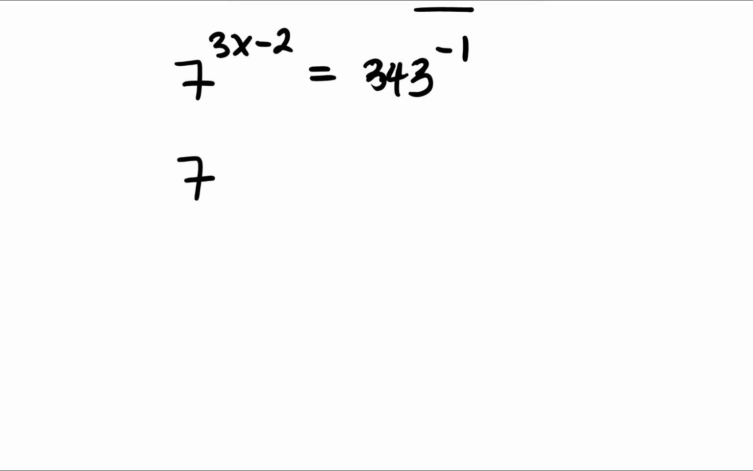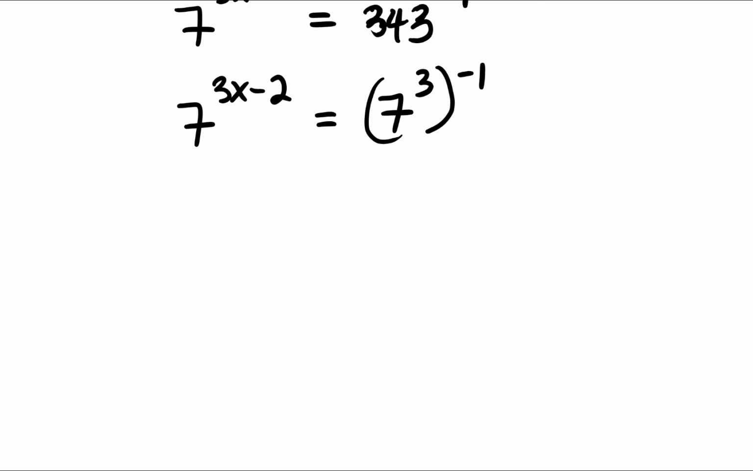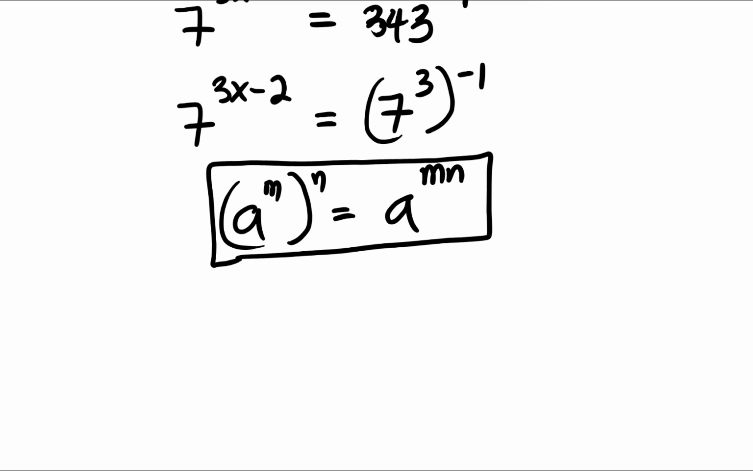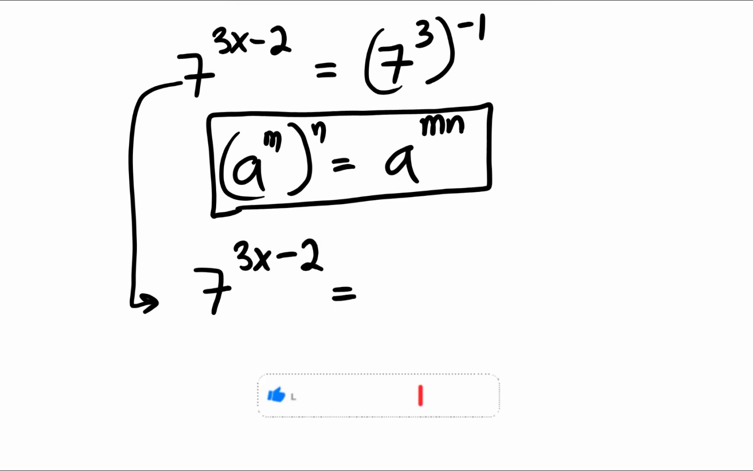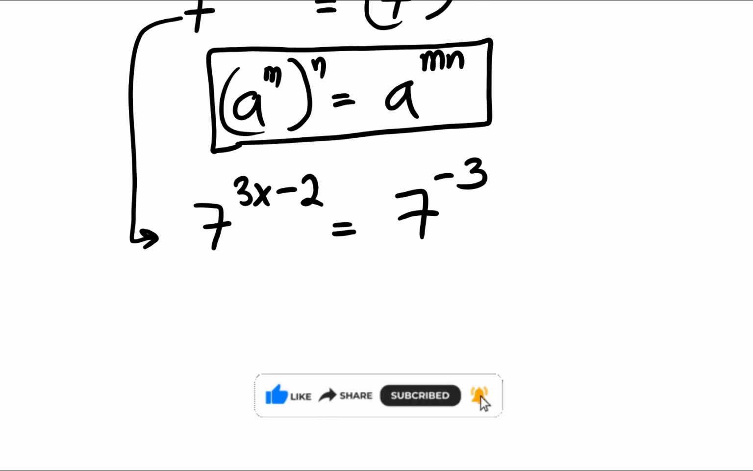So now we have 7 raised to power 3x minus 2 equals 7 raised to power 3, all raised to minus 1. Now we know that a raised to power m, raised to n, is the same thing as a raised to power m times n. So let us rewrite our right-hand side using this formula. So now this becomes 7 raised to power 3x minus 2 equals 7 raised to power 3 times minus 1, which will give us minus 3.